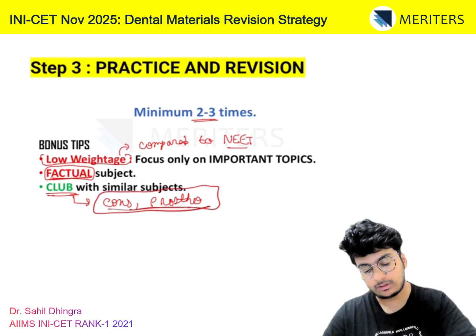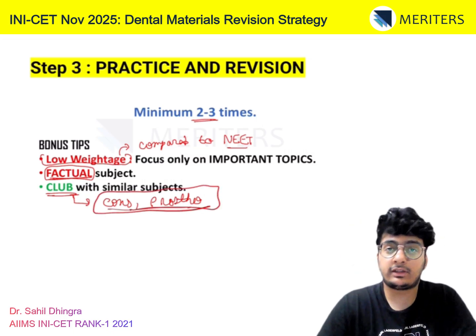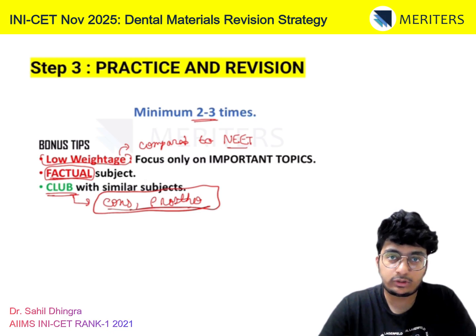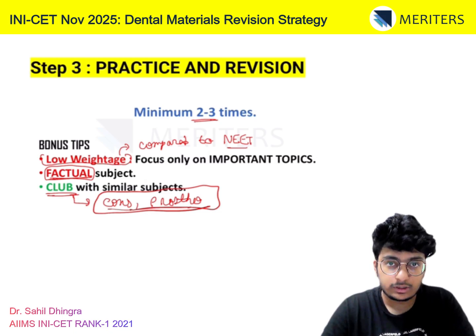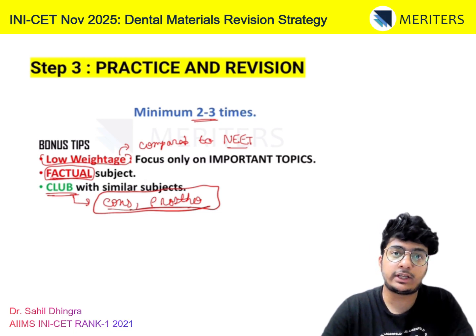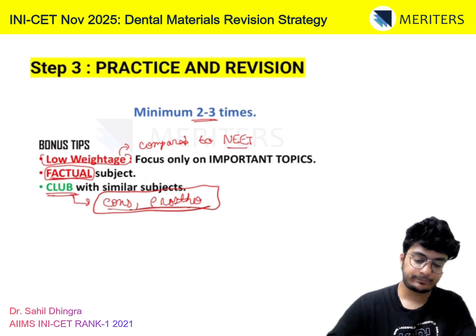For DM, when revising DM, do not spend more than 2 to 3 days because all the common topics will be covered in your cons also, prostho also. So when you are studying DM, you have to study it together with your conservative and your prosthodontics.